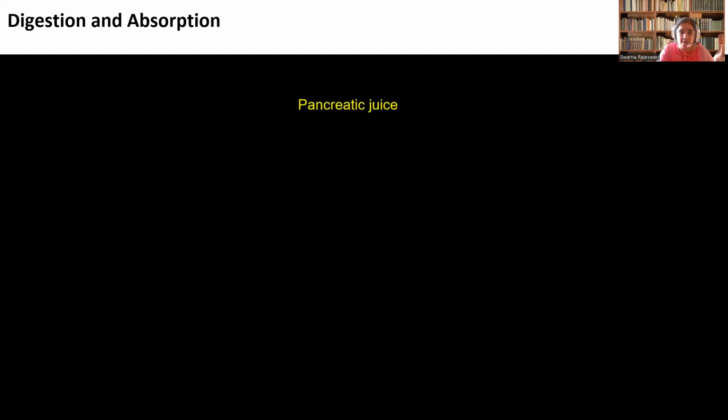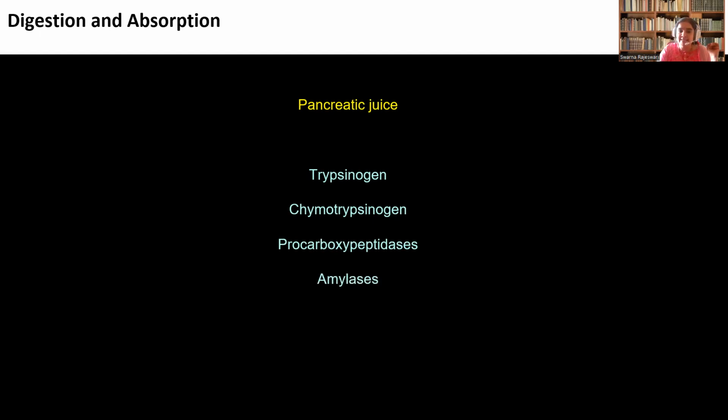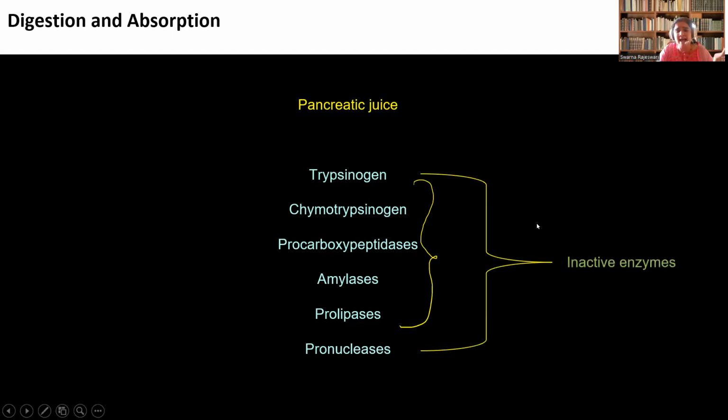Okay. So now coming to the pancreatic juice. It also contains several enzymes like trypsinogen, chymotrypsinogen, procarboxypeptidases, amylases, prolipases, and pronucleases. So this pancreatic juice contains so many enzymes, but all these are inactive enzymes. They can't directly act. So they have to be converted into active enzymes.